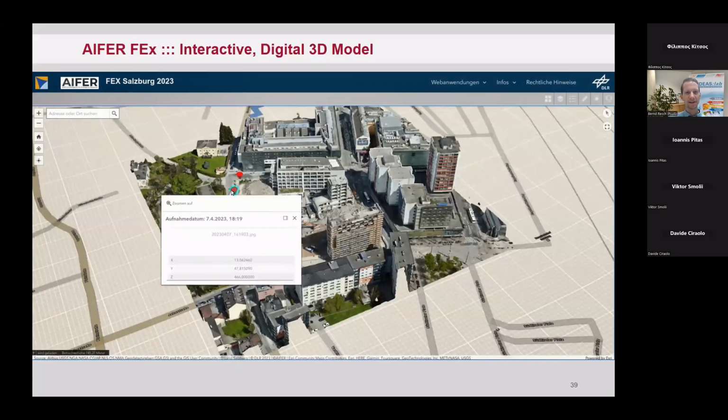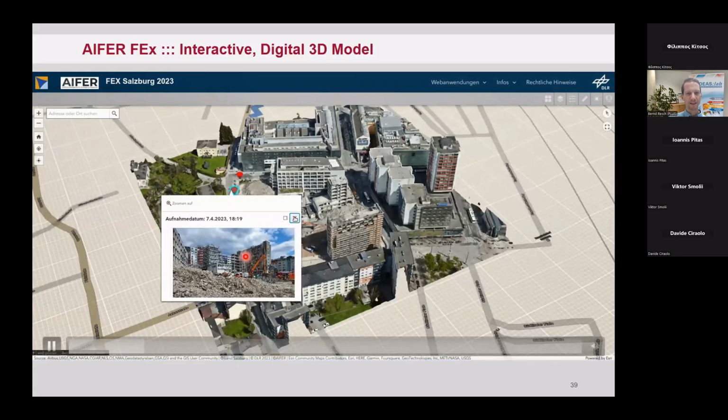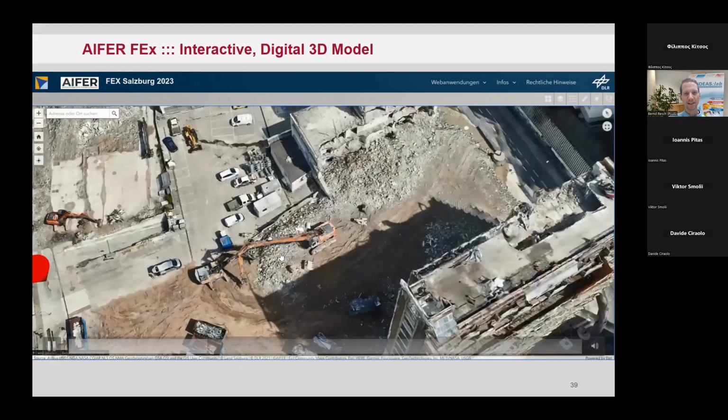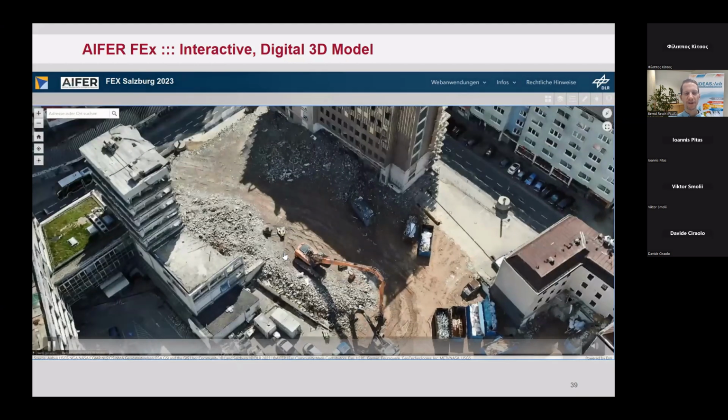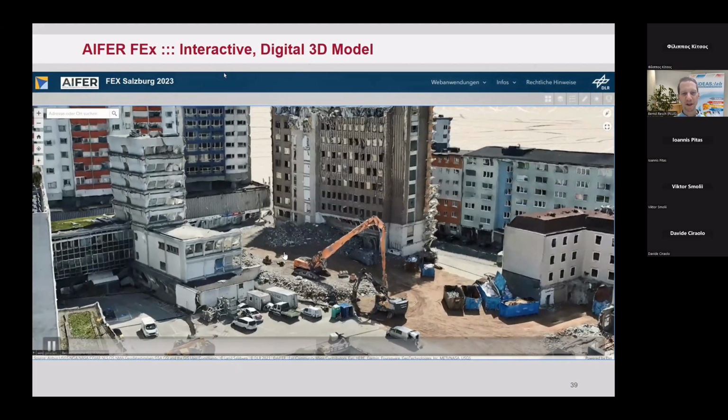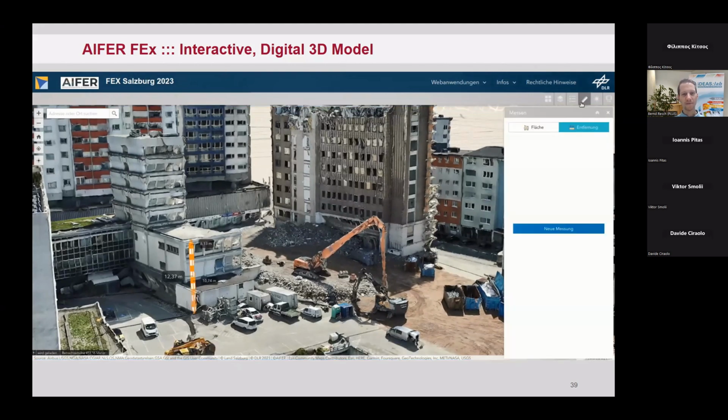Good. Then, of course, we had a digital 3D model where you can pinpoint. You see the damaged building here. You can zoom into that, so to say. There are different kinds of measuring tools included and so on. So that's the damaged building or collapsed building that we used for our exercise as well.